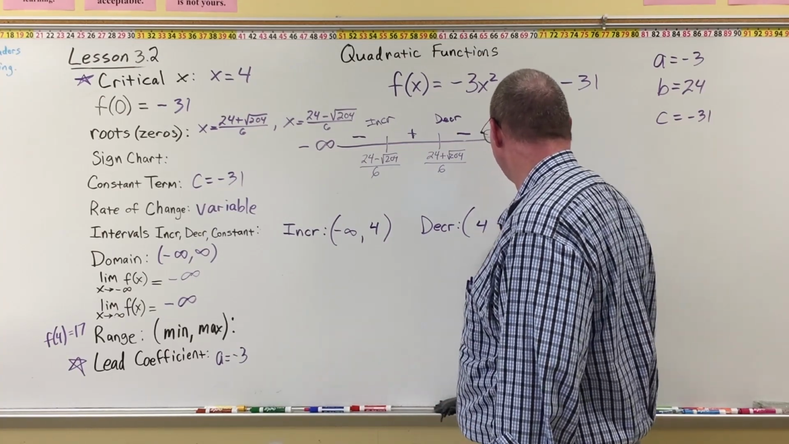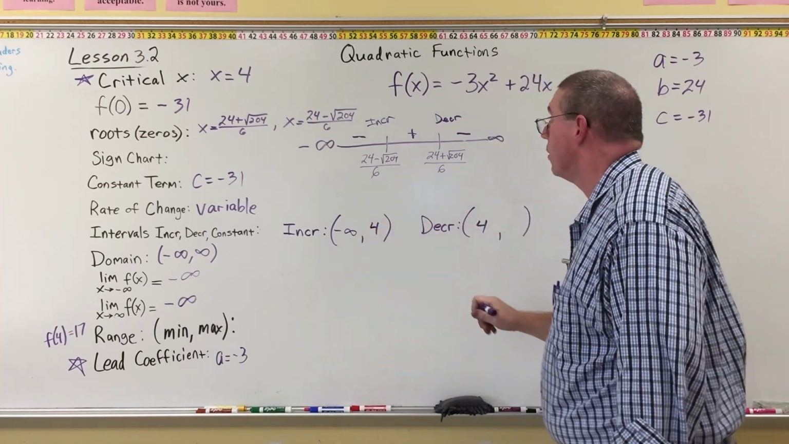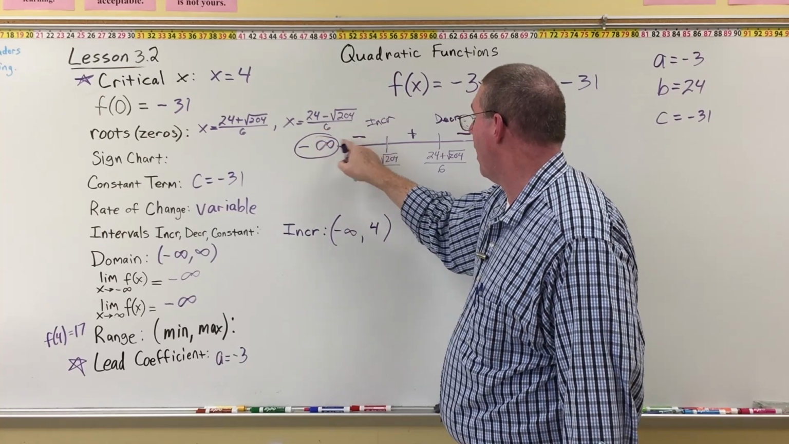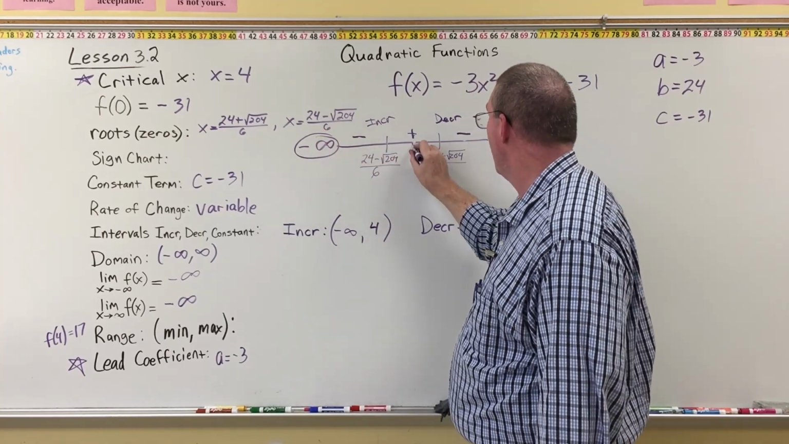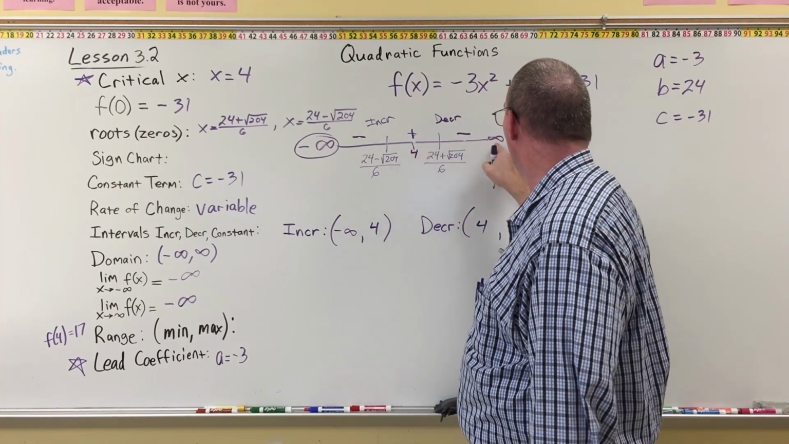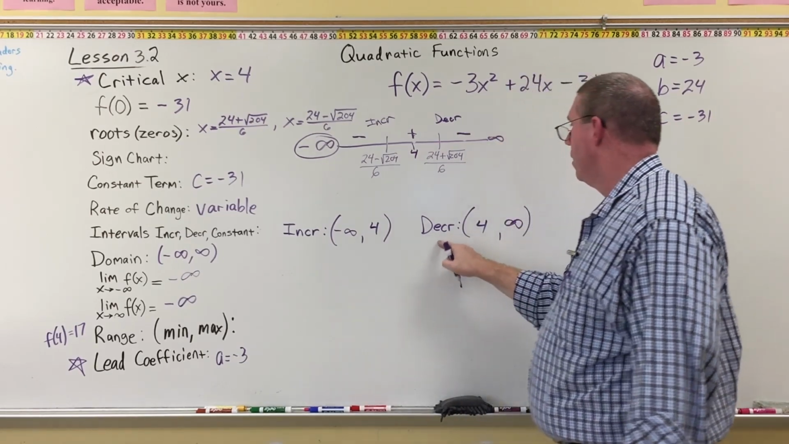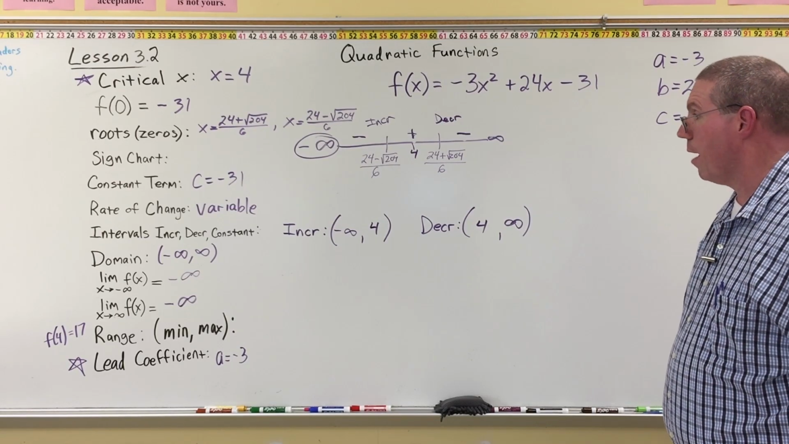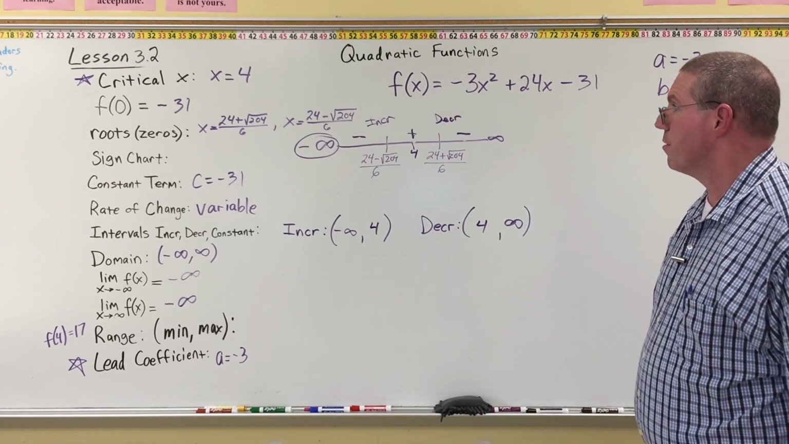Sorry, we're not going to put negative infinity here. These are x values here. So we're going from negative infinity here, this negative infinity, not that one. X is negative infinity up to 4, and then from 4 up to infinity, the quadratic is decreasing, okay? And so now we've got our intervals of increase and decrease.